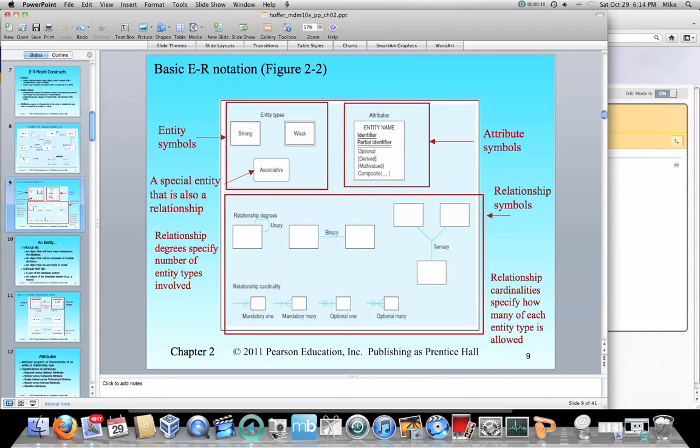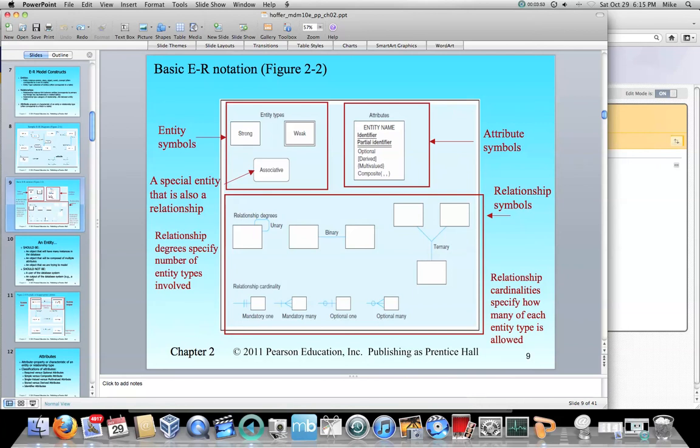And then there are associative entities, and those by definition are weak, but you'll see it many times as a rounded-cornered entity. Again, for the attribute symbols, the single underline would be a primary key, and if it's double underlined, that's a part of a primary key. And then you have other attributes.